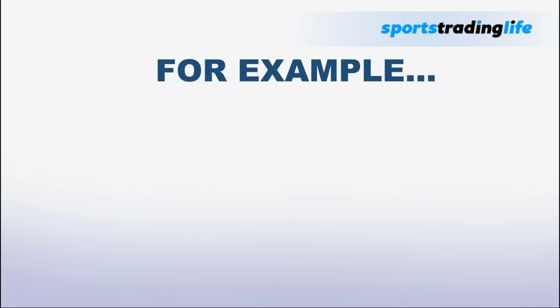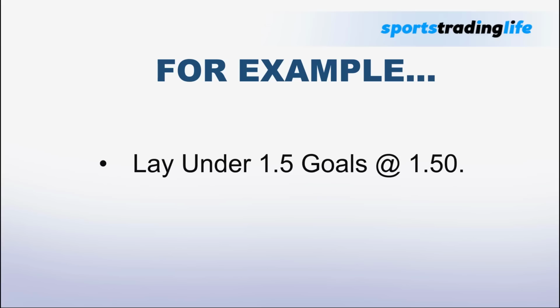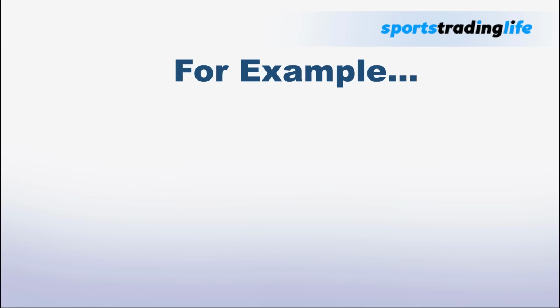But say we entered the market and we wanted to lay under 1.5 goals at a price of 1.50. So this is usually going to be in the second half if the match is 0-0, and we're watching the match, we think the game is lively, a goal's coming soon, so we lay under 1.5 goals, and then we set our stop loss point at 1.10. So once that price hits 1.10, we're going to exit. It's going to be a 40 tick loss. That is where we're going to stop the loss from getting any worse.